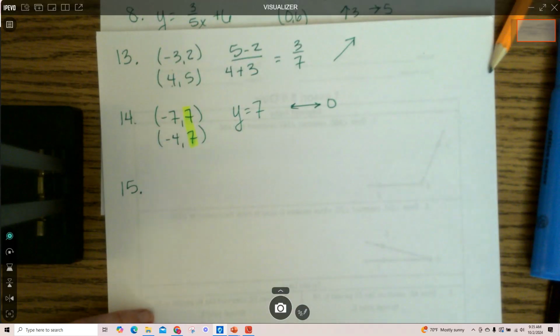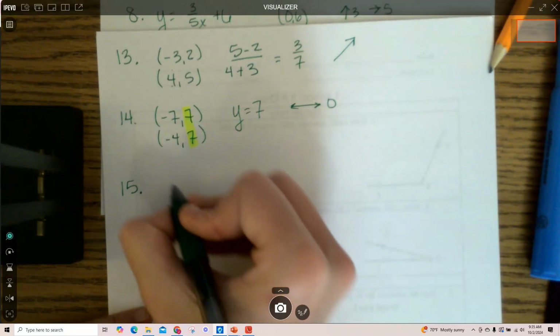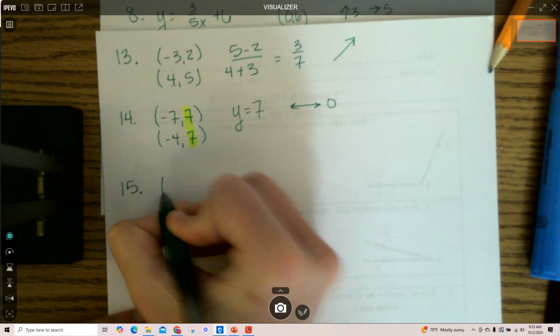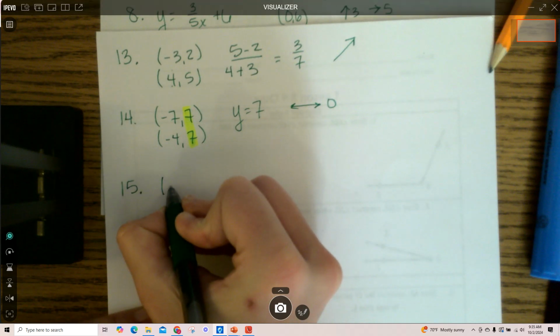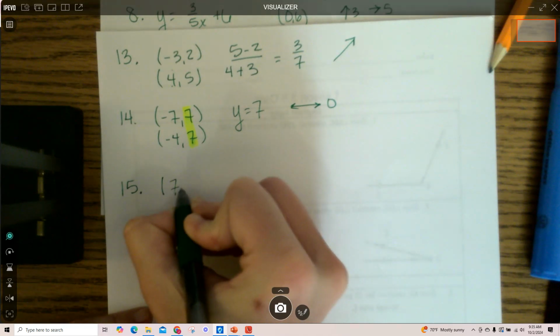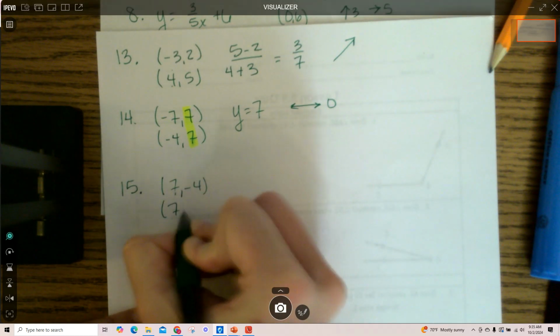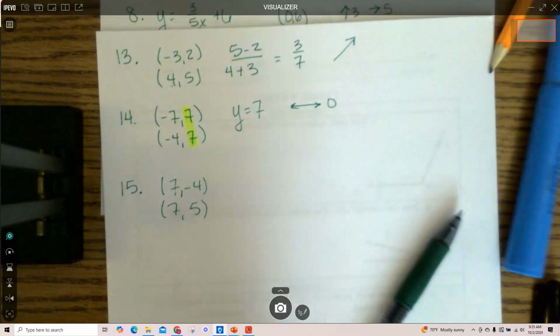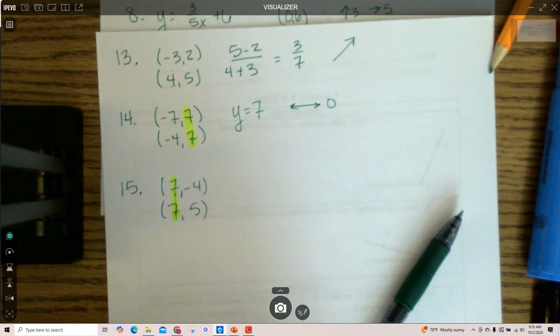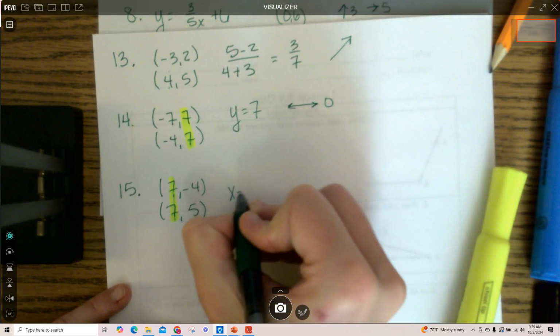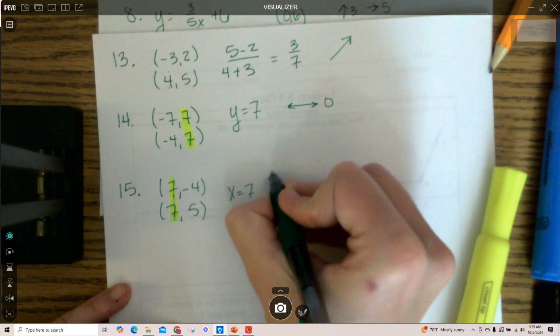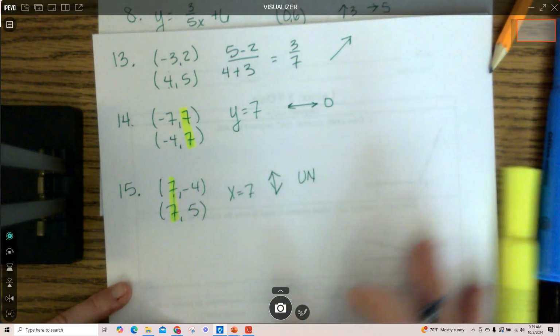Now we have undefined. Yeah, the next one, the slope is undefined. And mine were, so what are the ordered pairs? Mine were 7, negative 4, and 7, 5. So again, if the y's are the same, or the x's are the same, then that is x equals 7, which is a vertical line, which has an undefined slope.